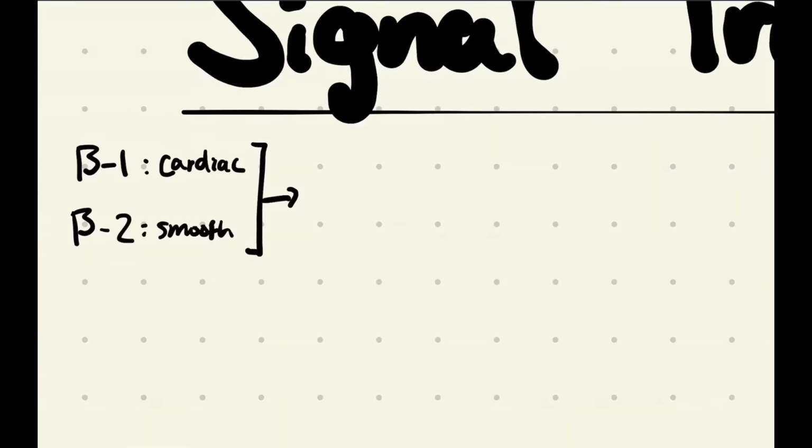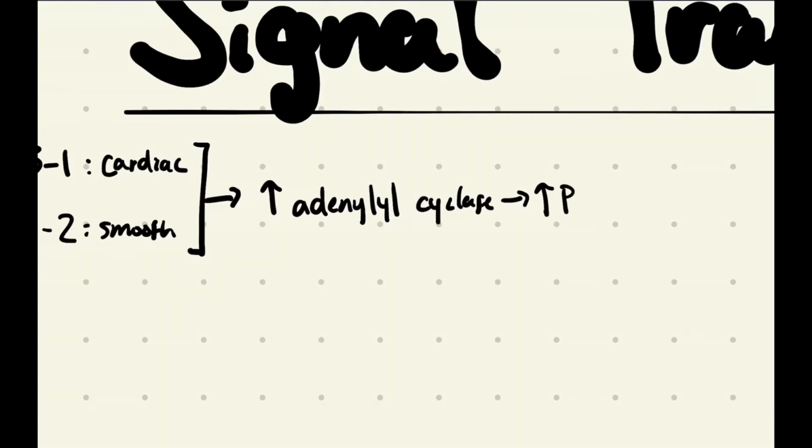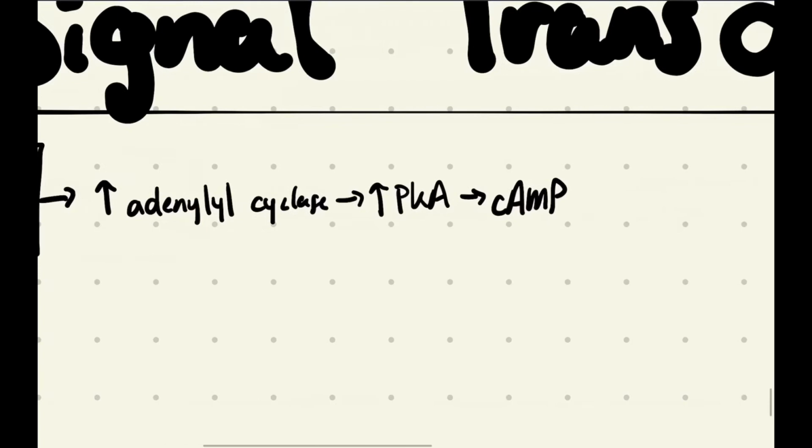Now, regardless of the type of receptor, it's going to have the same downstream effect. So remember, the ligand is going to bind, your G alpha subunit is going to dissociate, and it's going to have basically an increase in adenylyl cyclase activity. And adenylyl cyclase is going to actually activate this thing called protein kinase A. So it's going to increase PKA activity, and as a result, that PKA is going to make cyclic AMP.